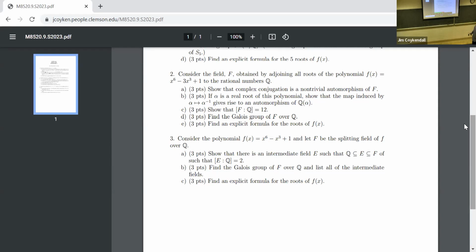Number B, if alpha is a real root of this polynomial, show that the map induced by taking alpha to alpha inverse gives rise to an automorphism of Q(alpha), where alpha is the said root. Show that the degree of F over Q is 12. It should be a 12 dimensional extension. Find the Galois group of F over Q. And again, find an explicit formula for the roots of f of x.